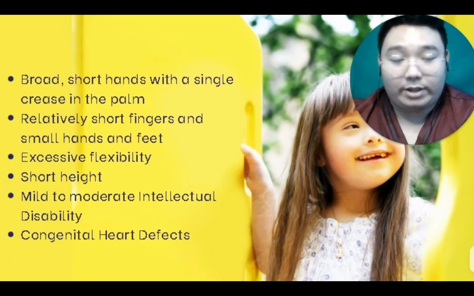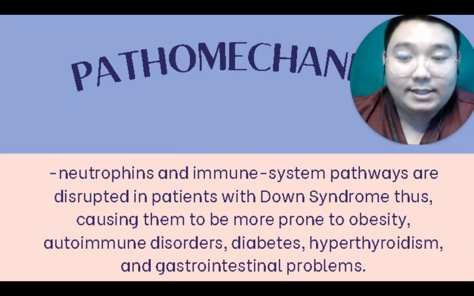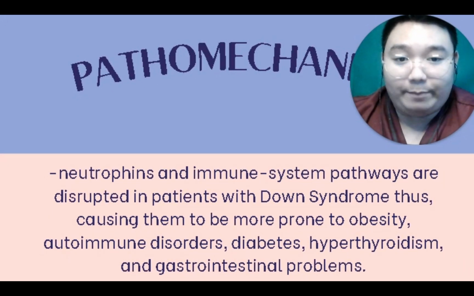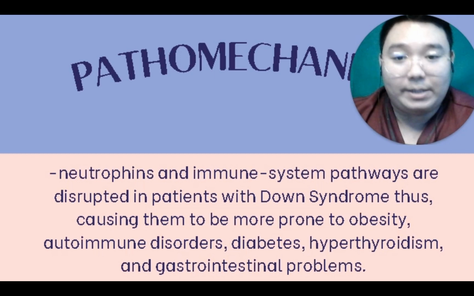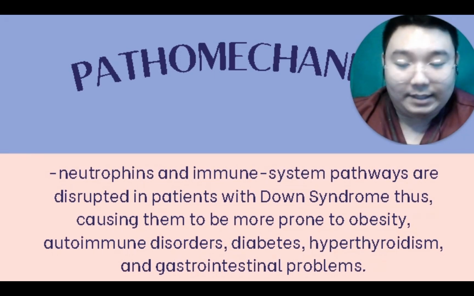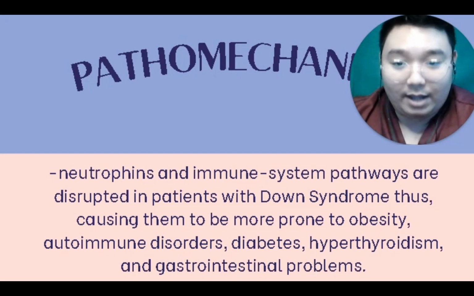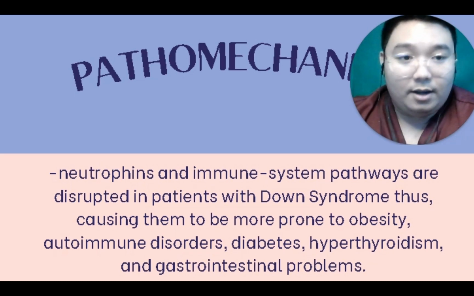The next, let's talk about the pathomechanics. So neurotrophins and immune system pathways are disrupted in patients with Down syndrome. Thus, they are more prone to obesity, autoimmune disorders, diabetes, hyperthyroidism, and gastrointestinal problems.